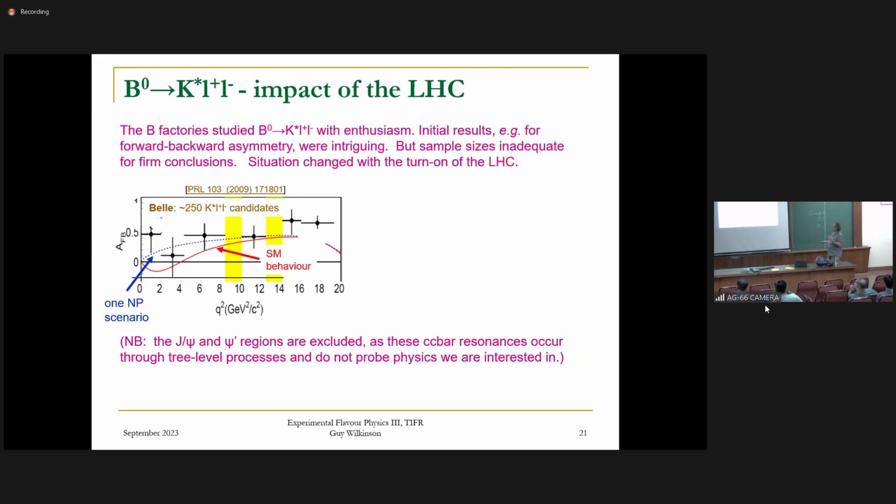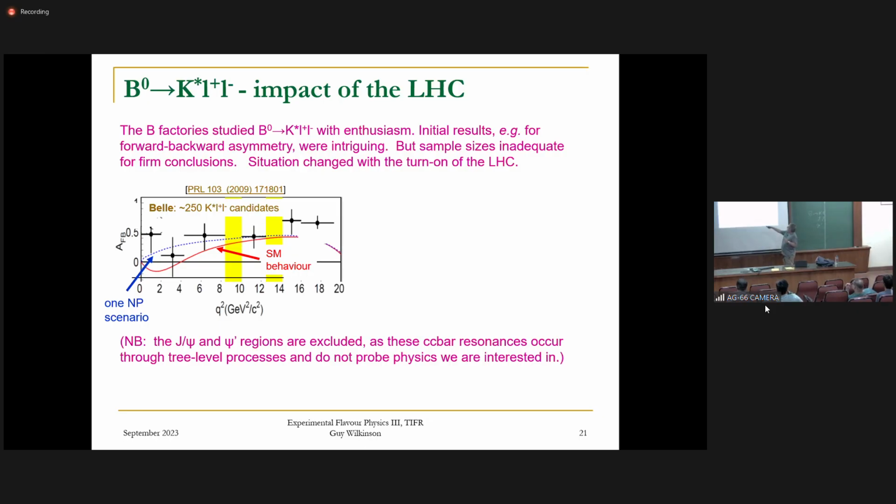Okay, so just to give you the idea of the impact of the LHC, people already at the time of the B factories knew that these decays were good, and they were able to reconstruct a reasonable sample, like 250. And what they tried to do was to measure this forward-backward asymmetry. So again, this is something measured as a function of q squared, the invariant mass of the dileptons.